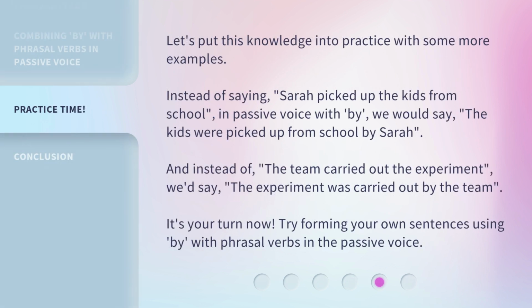Let's put this knowledge into practice with some more examples. Instead of saying, "Sarah picked up the kids from school," in passive voice with "by," we would say, "The kids were picked up from school by Sarah." And instead of, "The team carried out the experiment," we'd say, "The experiment was carried out by the team." It's your turn now. Try forming your own sentences using "by" with phrasal verbs in the passive voice.